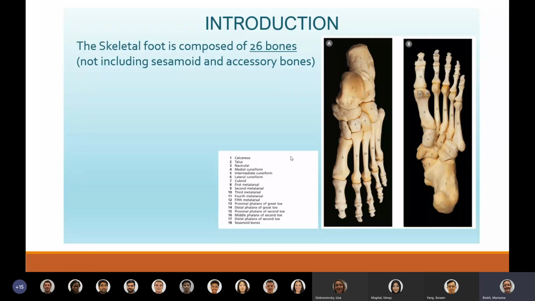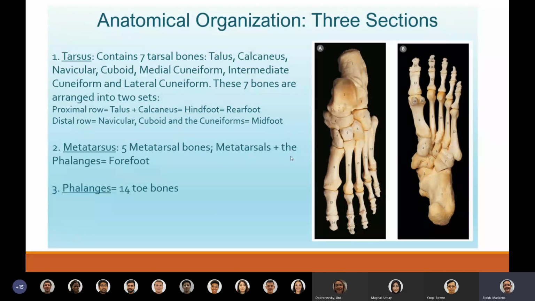So the constant sesamoids that we know that exist are the sesamoids underneath the first metatarsal phalangeal joint, the 2 of them, okay? So again, anatomical organization, 3 sections. You have your components of tarsus, metatarsus, and phalanges, okay? So starting with the tarsus. Tarsus is basically your tarsal bones.